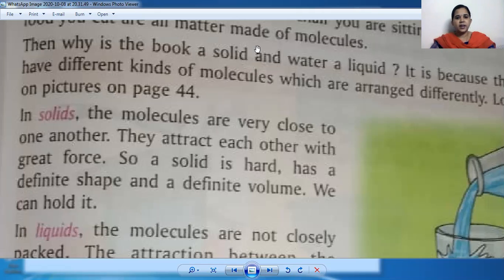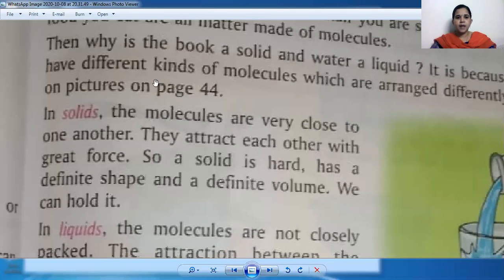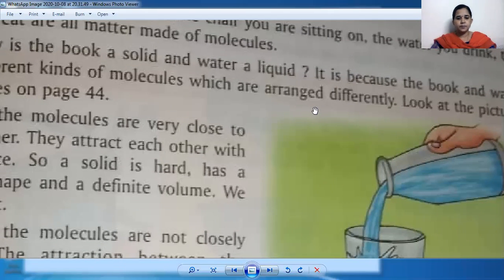Now let us see. Why is the book a solid and water a liquid? In the book molecules are present, and in the water also molecules are present. Then why do we call the book a solid and the water a liquid? It is because the book and water have different kinds of molecules which are arranged differently. So why are we making the difference? Because the molecules present in them are arranged differently.